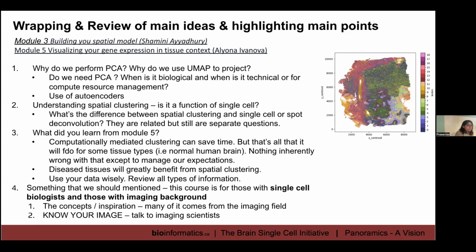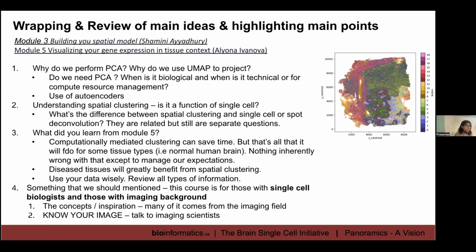And then for modules 3 and 5, why do we go through the whole process of spatial modeling? And why did Alyona take you through the whole process of overlaying your clusters over an image? The thing is, during module 3, what I didn't talk about were things like why do we perform PCA, why do we use UMAP, and we didn't talk too much about what dimensions we choose.